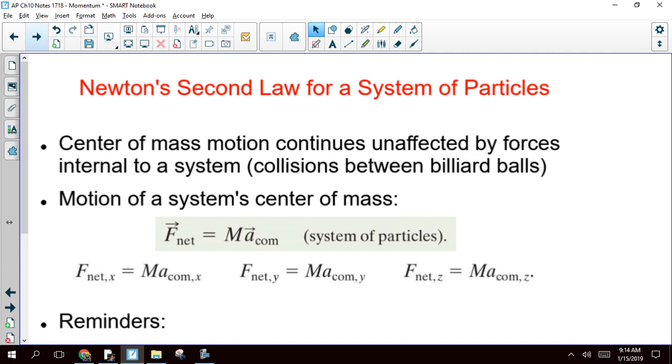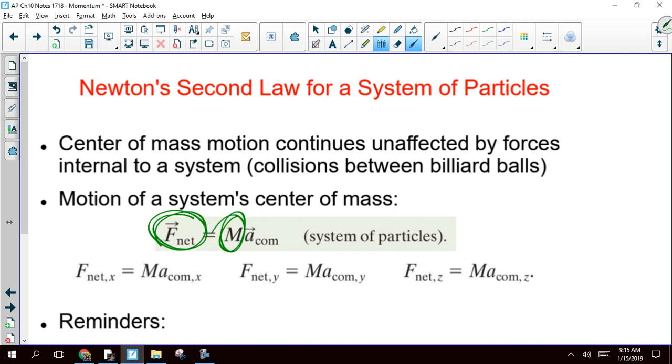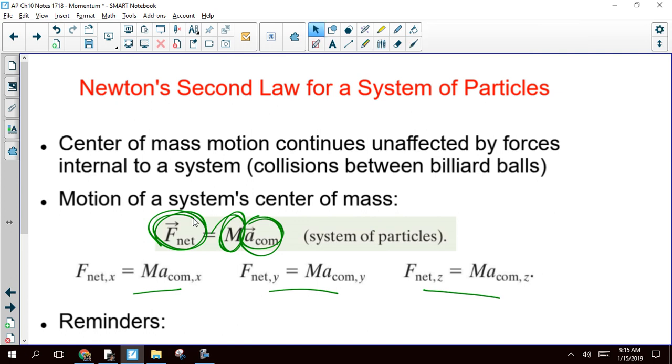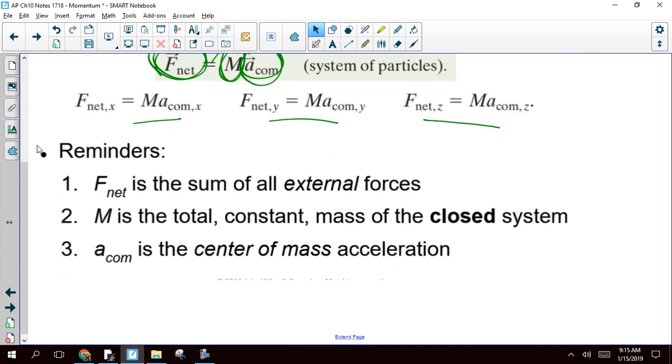Similar to when we did systems of objects. So the motion of a system's center of mass follows Newton's second law. The net force on the system is equal to the total mass of the system times the acceleration of the center of mass. And you can break it up by components. It's true along all three axes. A couple things to remember. Your net force is the sum of all external forces. If our system is composed of two objects, we don't care about the force of the two objects pushing each other.